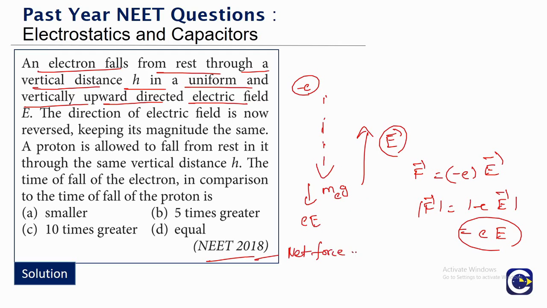The net force acting on the electron is the force because of this applied electric field plus the gravity. Both are in the same direction. Because of this, the acceleration will be the net force by mass. Here we can see, if you split it, what is it?